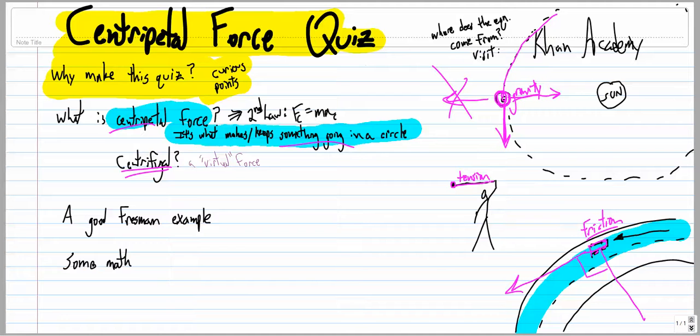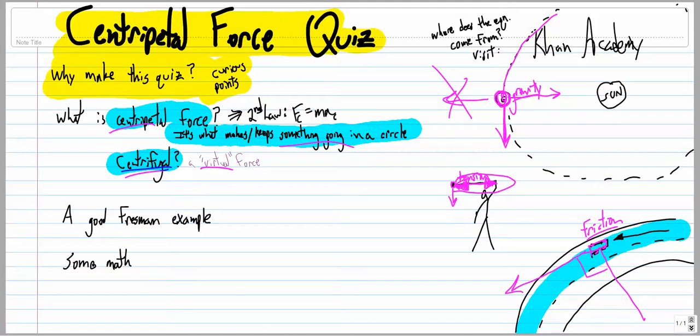Or if you were swinging something on a string around this way, it might come flying right out of the screen toward us. So this centrifugal force, the one that counteracts the tension pulling inward, is what pulls outward, but it doesn't act on the object, it just acts in the situation. That's why we call it a virtual force.